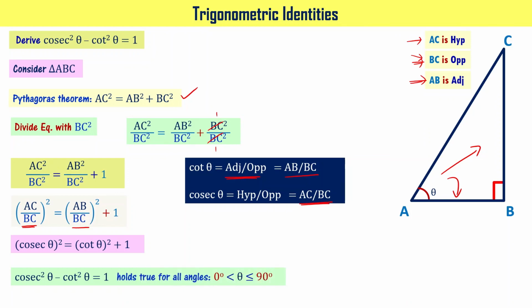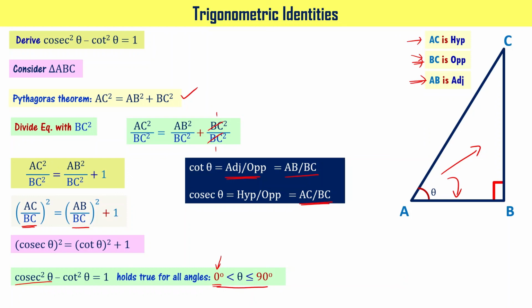Please note that this particular equation holds true for all the angles between 0 and 90 degrees, but not for 0 degrees. Please note this. 0 less than theta, when you write, it is not holding true for 0. At 0, what happens is cosec theta is not defined. For that reason, you cannot use this particular relation for 0, but 0.00001 or 0.002, such angles you can use.